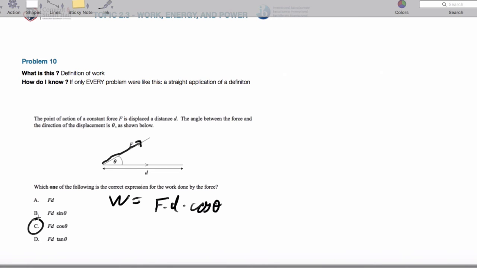So this is question number 10. And we'll take a look at 11 through 15 in the next, or rather the last video for this unit.